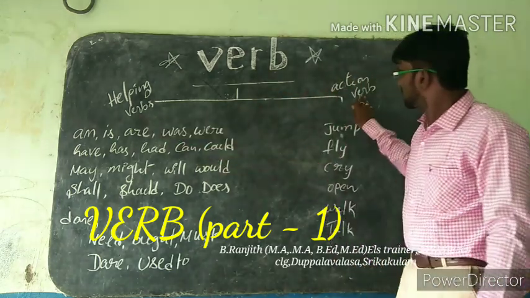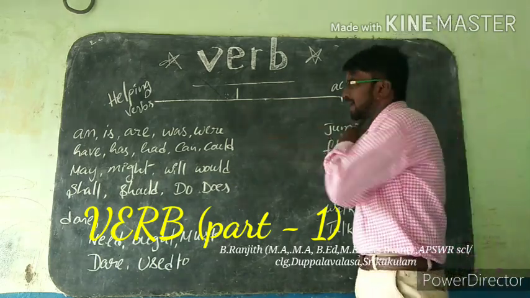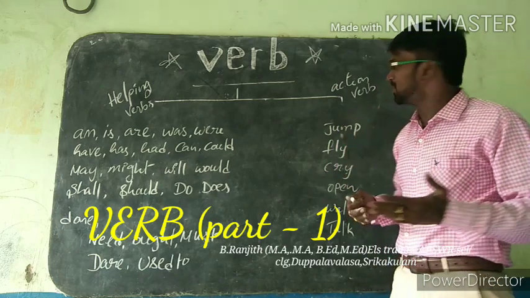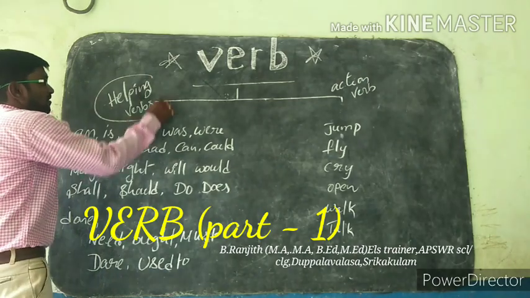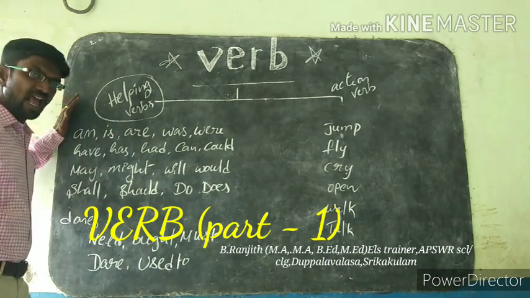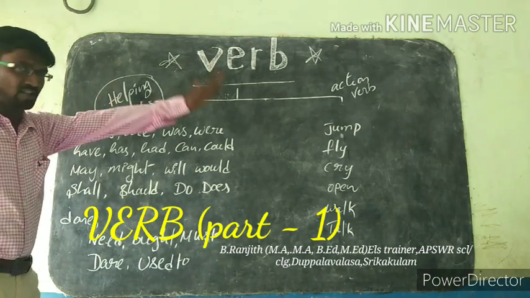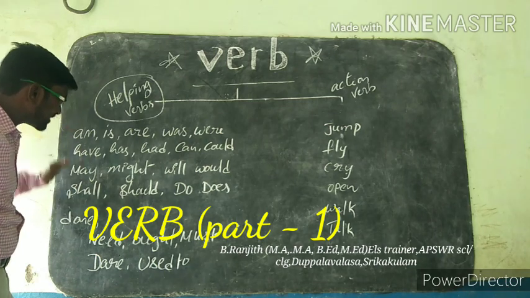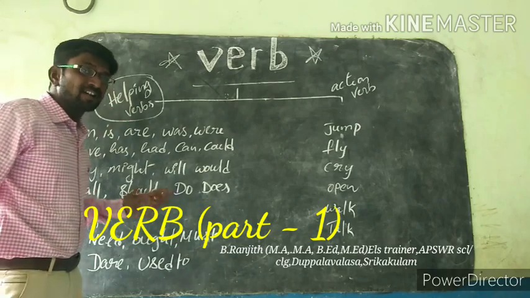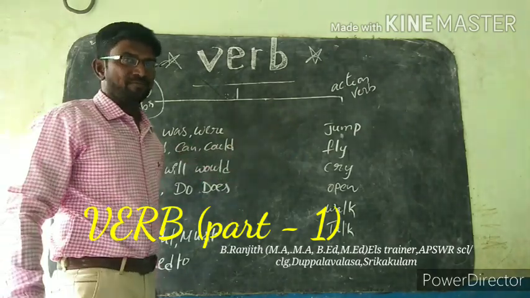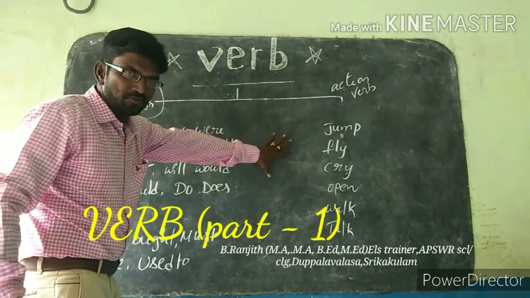And the next types of verbs: helping verbs and action verbs. Two types of verbs are there again. What is a helping verb and what is an action verb? Helping verbs are also called auxiliary verbs. These verbs always give some additional support to an action verb.